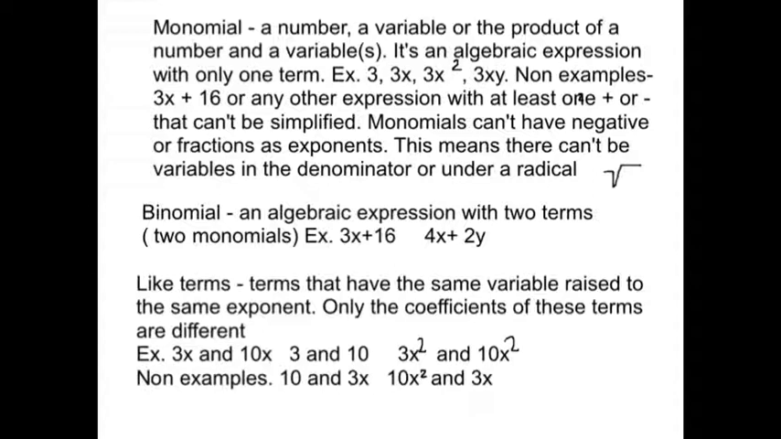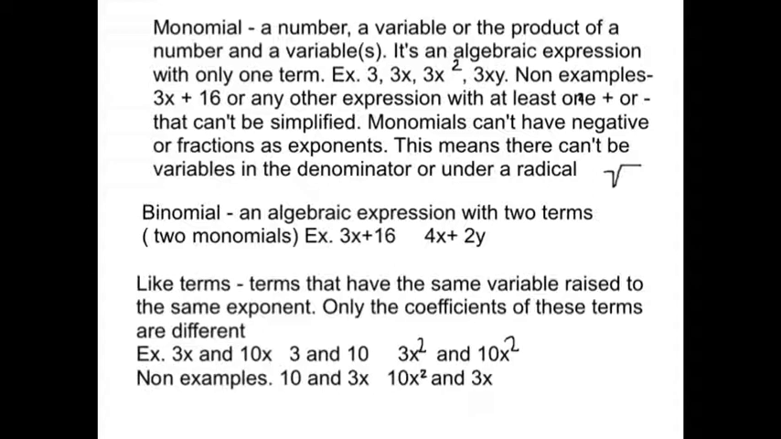When we talk about a binomial, bi means two. It's an algebraic expression with two terms. So you see a plus or a minus and two terms on either side. These terms will not be like terms, because if they were like terms, you'd be able to simplify them. 3x plus 4x is 7x, and that's a monomial.